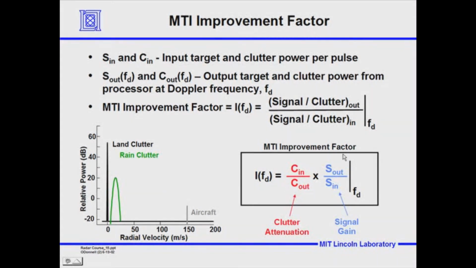Okay? Now another way of expressing those terms is that the MTI improvement factor is the clutter in over the clutter out, and that's just how well we're able to attenuate the clutter, times the signal out over the signal in, and if we've processed a number of pulses, we'll get a signal gain.